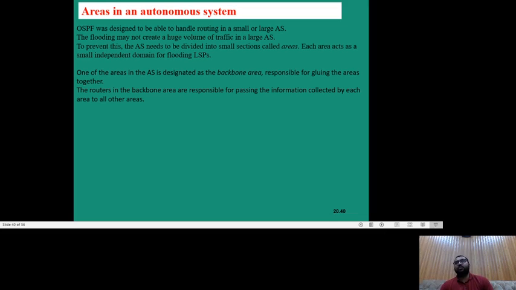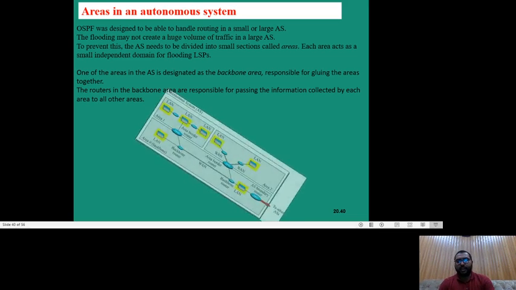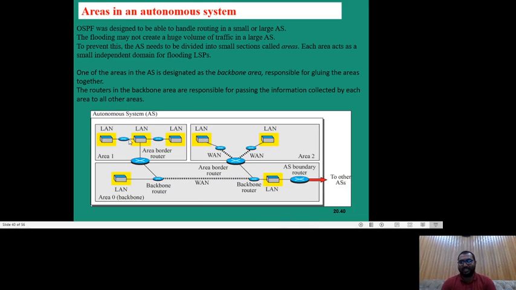When it is divided, the routing will become more complex. In that case, to properly communicate between different areas, there will be a leader area designated as a backbone area in the whole autonomous system, whose responsibility will be to glue, to connect the different areas together. So every router will have different responsibilities. How these responsibilities will be recognized, for that we will be discussing the different link state packets that are being communicated.